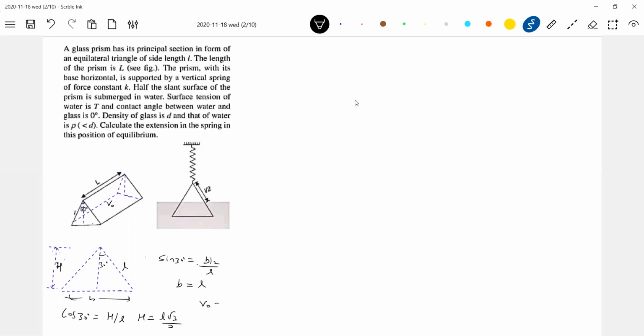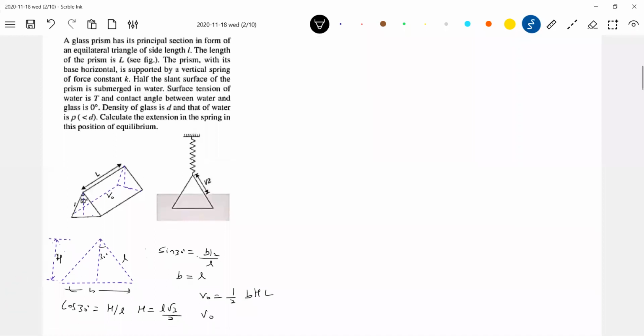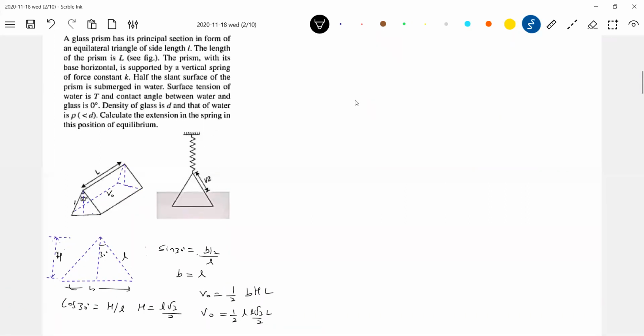So what is the volume of the prism? Volume of the prism will be half into B H into slant length. Okay, this one is an edge length here, and this is called the slant length. So there's a formula. Altogether, the volume of the prism V naught equals half into B, and B is L. What is H? L root 3 by 2 into L. So the total volume will become L square root 3 by 4 L.